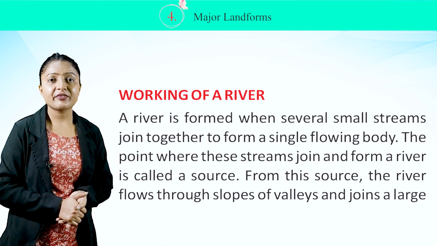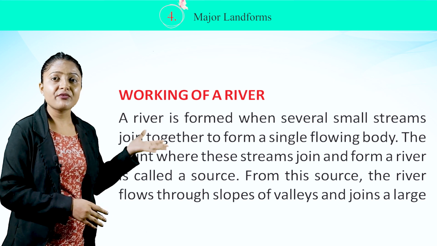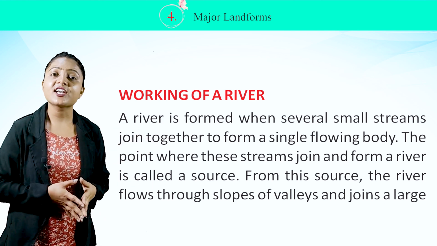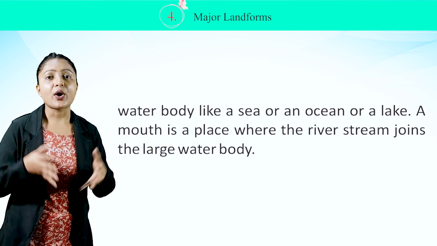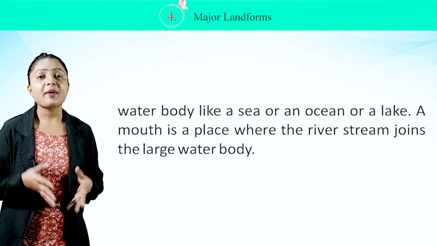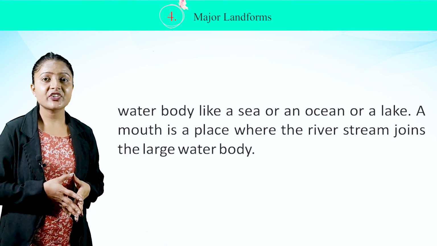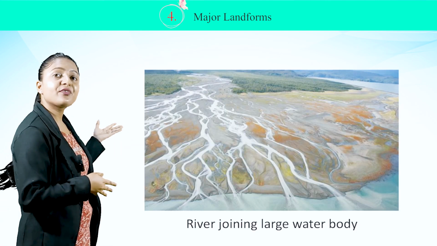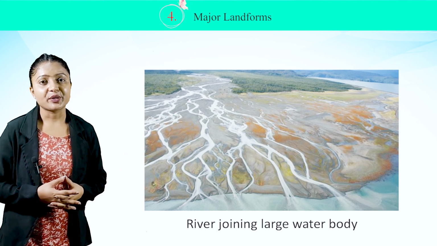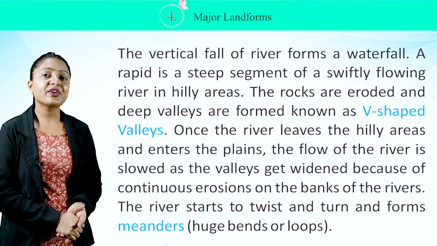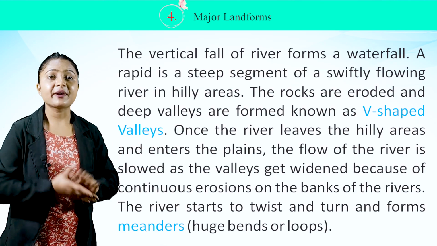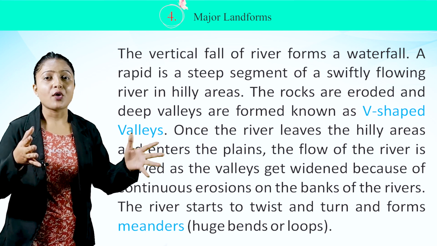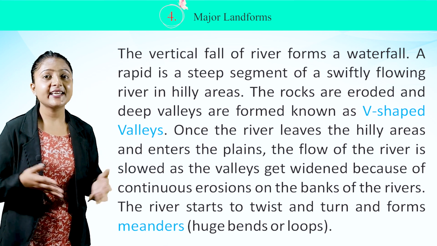From this source, the river flows through slopes of valley and joins a large water body like a sea, an ocean or a lake. A mouth is a place where the river stream joins the large water body. This is the picture of a river joining a large water body. The vertical fall of a river forms a waterfall. A rapid is a steep segment of a swiftly flowing river in hilly areas.